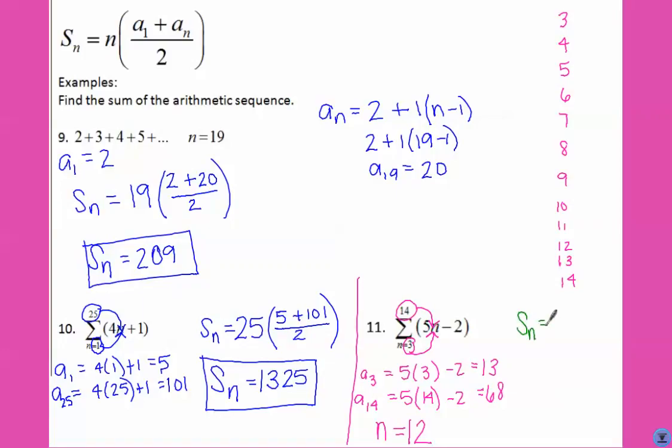S sub n equals 12 times 13 plus 68 over 2. S sub n equals, put that in your calculator, you should get 486.